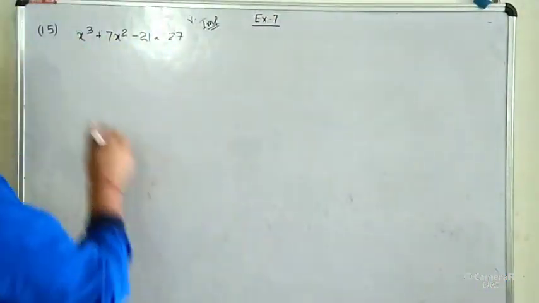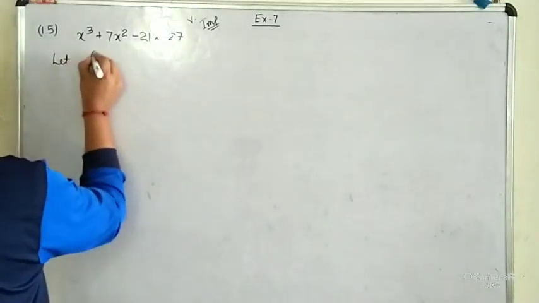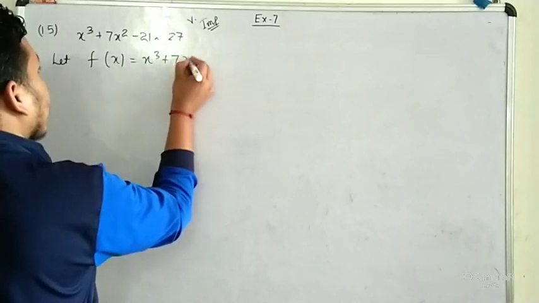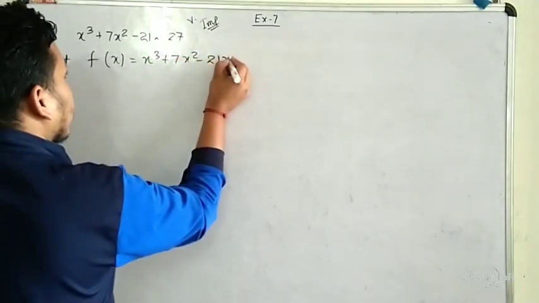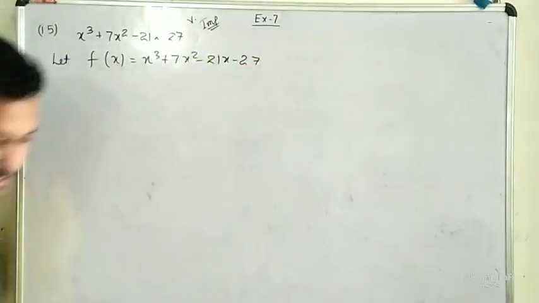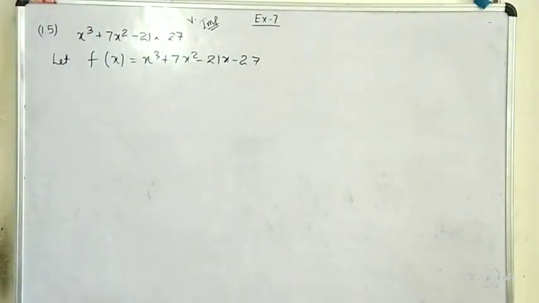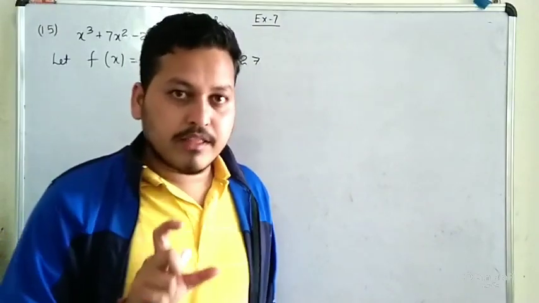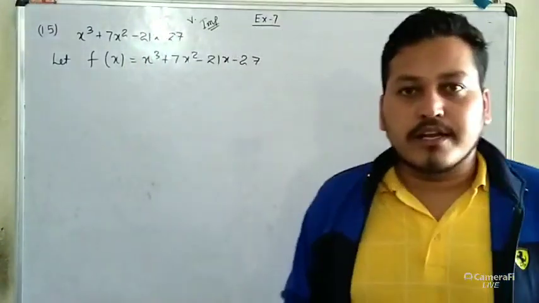Okay, so let's suppose f(x) is equal to x cube plus 7x square minus 21x minus 27. This is our question, and it is given that we have to factorize by using the remainder theorem.